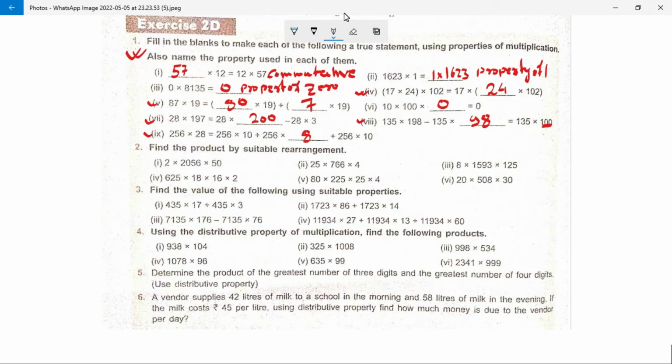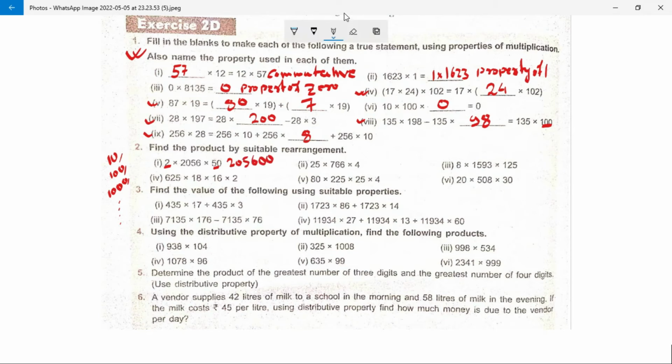Question number 2 is find the product by suitable arrangement. Suitable arrangement means we will choose the numbers which we can make a multiple of 10 or 100 or 1000, like this way. Okay, so in question number 2 part 1, if you multiply 2 and 50, you will get 100. So just multiply 100 with 2056, you will get 205600.